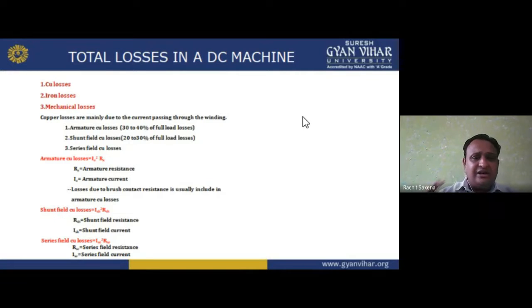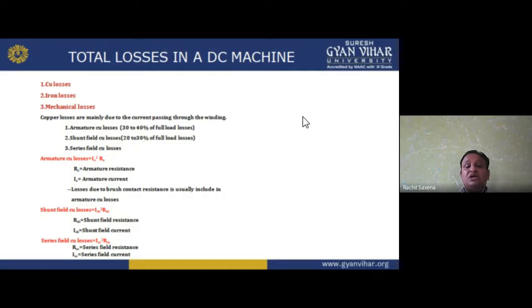Ia is the armature current and Ra is the armature resistance. Losses due to brush contact resistance are usually included in the armature copper loss. The brush losses always count in the armature copper losses, because brush losses we also have.